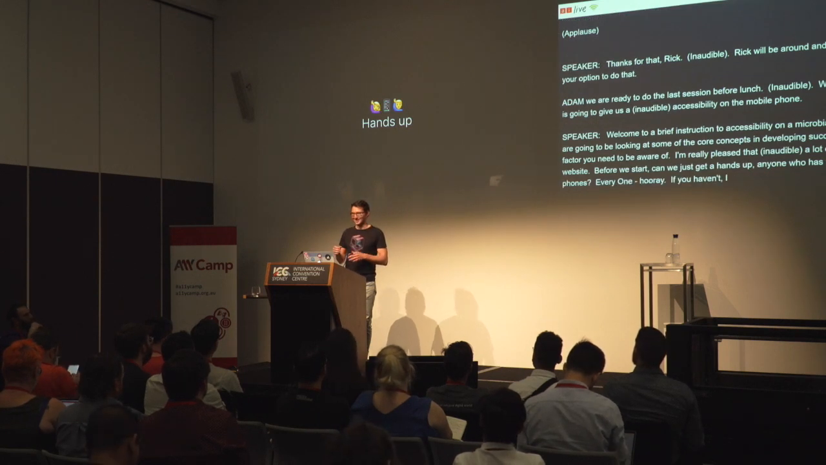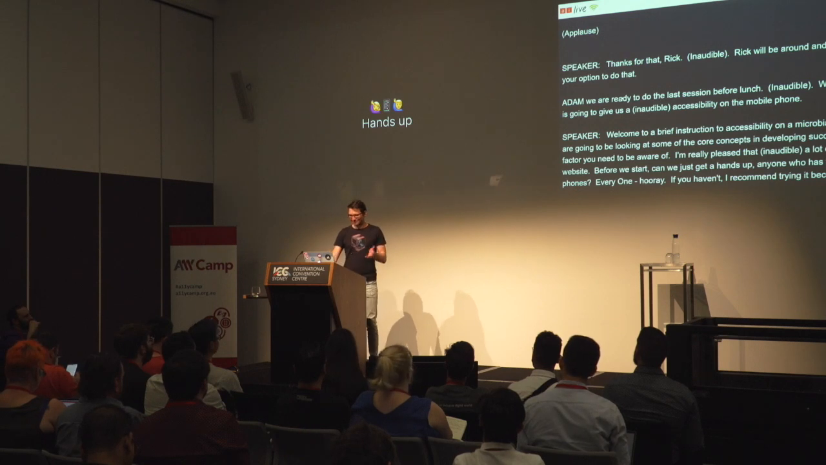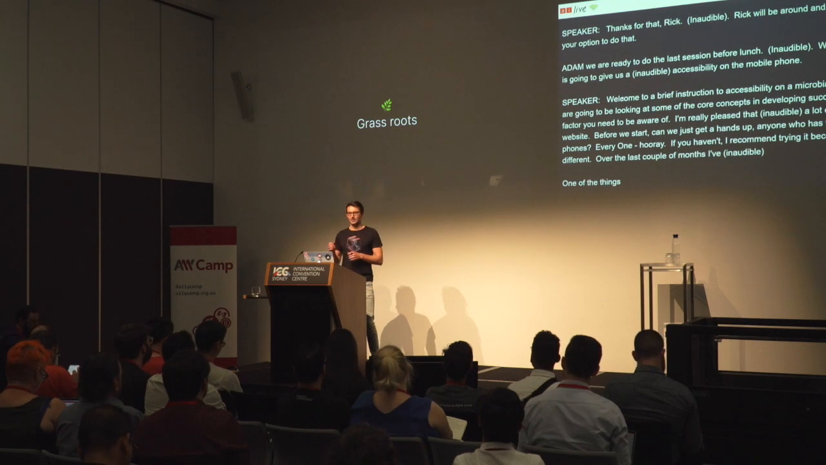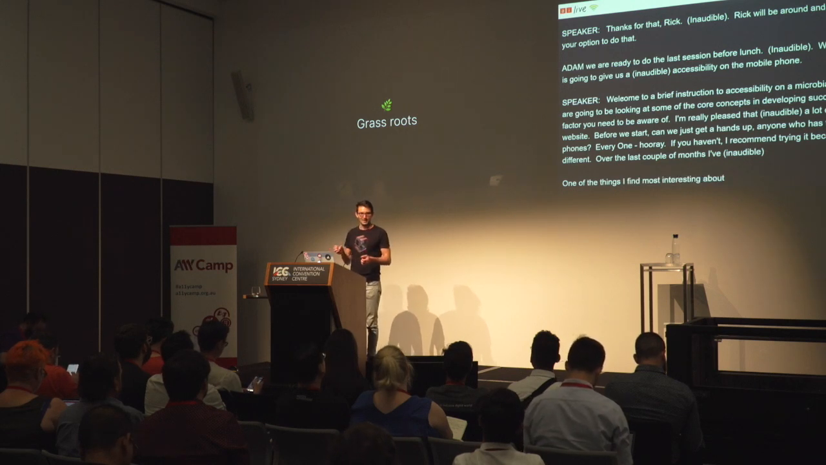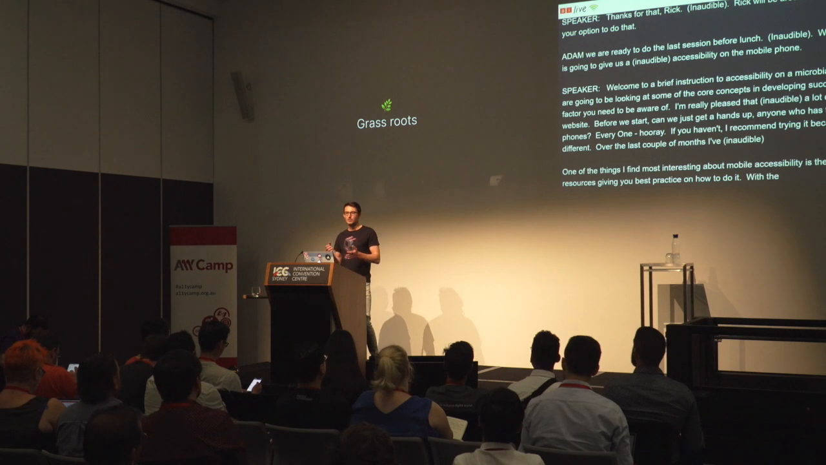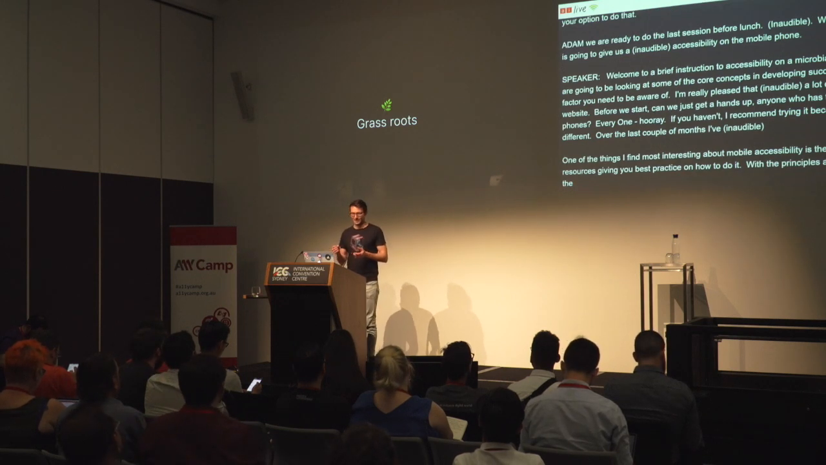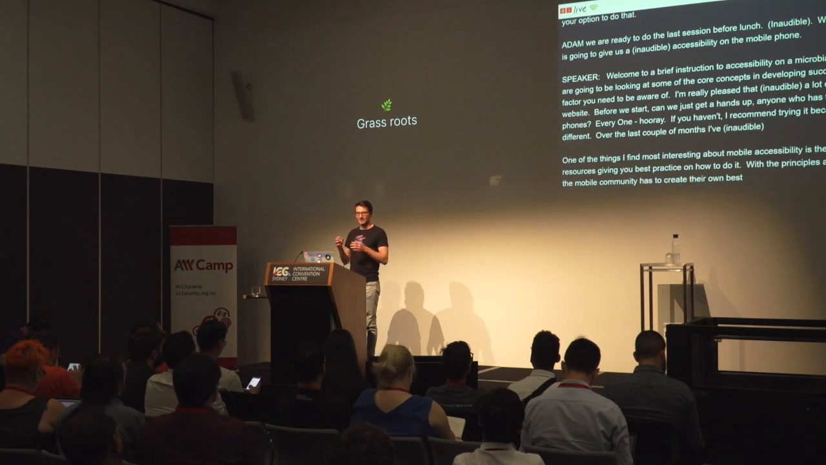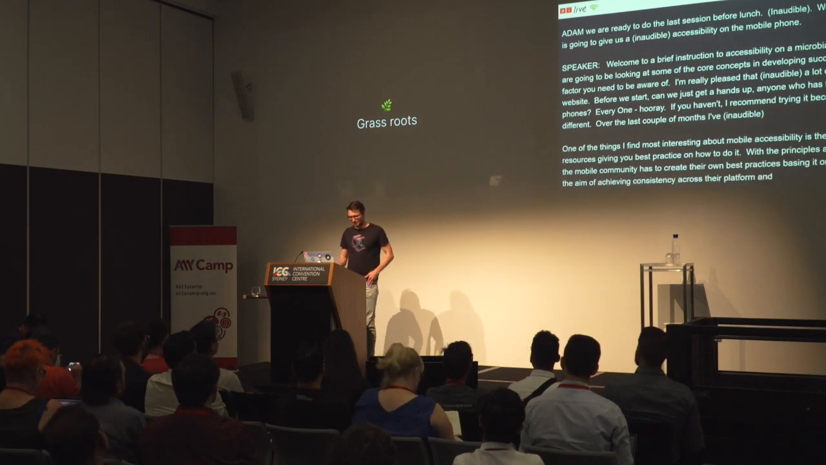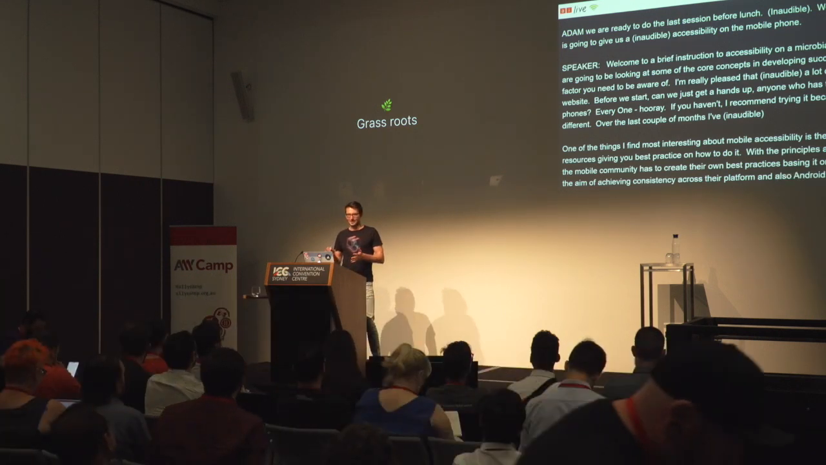Over the last couple of months, I've been really struggling with web accessibility. Now, one of the things I find most interesting about mobile accessibility is that there aren't really very many resources giving you best practices on how to do it. With the WCAG principles and a lot of accessibility pointing towards web, the mobile community has really had to create their own best practices based on their experience, with the aim of achieving consistency across their platform and also Android, iOS platforms and all the different other platforms around that.